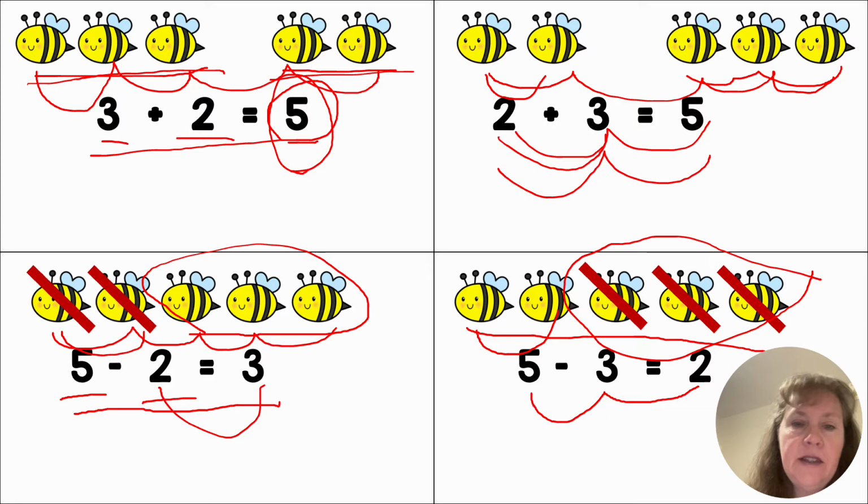So we can see this is our fact family. 3 plus 2 equals 5. 2 plus 3 equals 5. 5 minus 2 equals 3. 5 subtract 3 equals 2. And you can hear I'm using different language for our subtraction equations. We can say subtract or minus or take away. There's lots of terms that you will hear with subtraction.